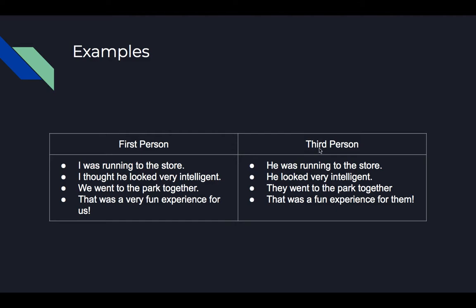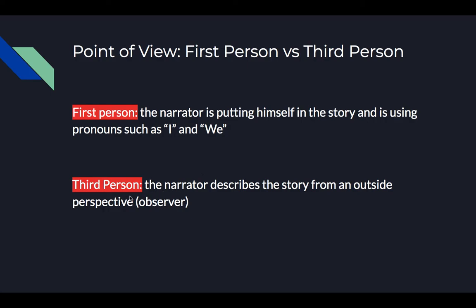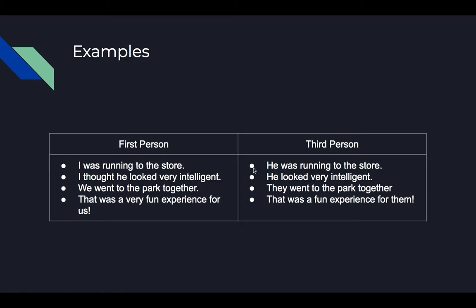Now, in the third person, the narrator is just observing. Okay, an observer. So in here, the third person point of view would say he was running to the store. Okay, so notice the difference. In here, you're putting yourself in the sentence, in the action. In here, you're just observing. So first person, I was running to the store. Third person, he was running to the store. Okay, and I will go down through these examples, so hopefully you see the pattern.